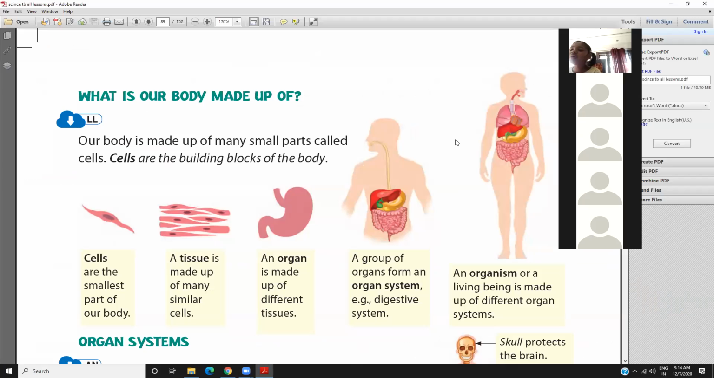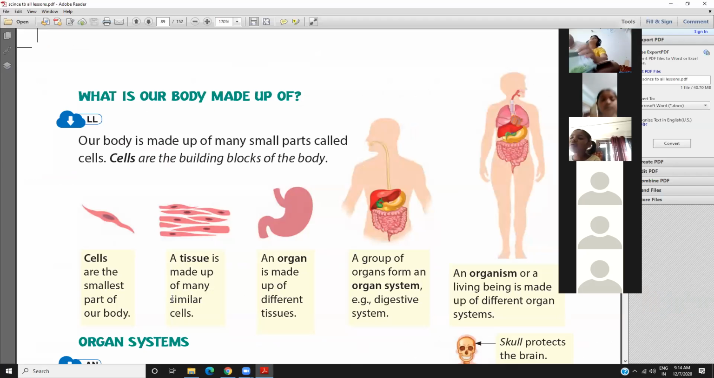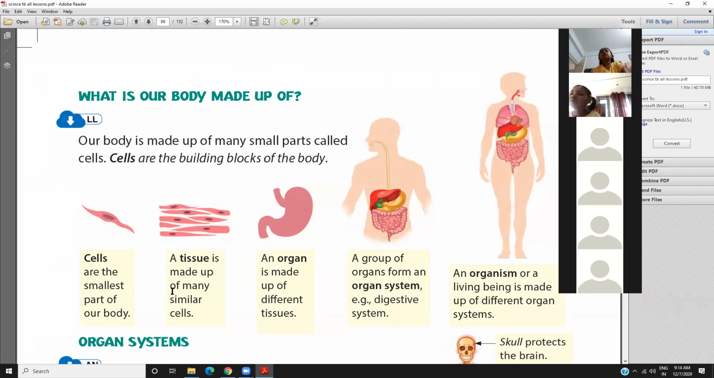So cells, and then comes the tissue, and then comes the organ. An organ is made up of different tissues. A tissue is made up of similar cells, whereas an organ is made up of different tissues. What is this organ? Can you tell me? It is the stomach. Very good.